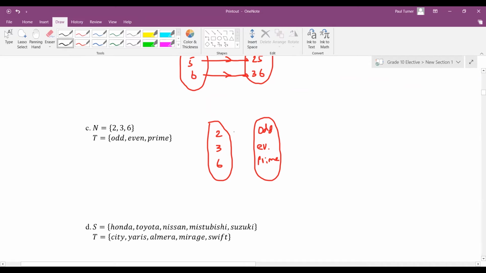So two, well, two is even. Okay, but two is also prime, isn't it? So we'll go down twice. It's okay, you can do that. Now, three is an odd number. Three is also prime. So you go down there. And then six is even only. So it looks a bit messy, but you match up according to what the actual number is in this case. Okay, so you've got to be careful with one like this.